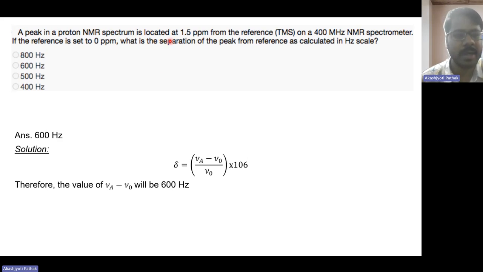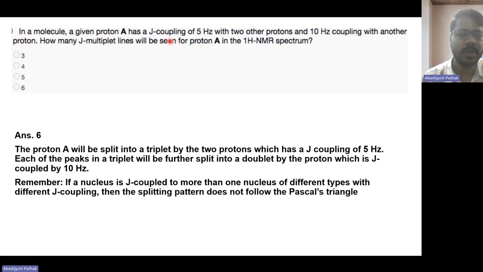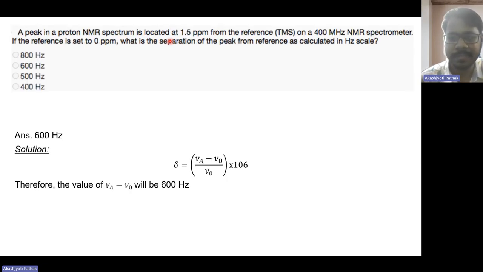Try to answer this question. I hope this is clear. We have solved lots of questions based on these concepts. You can go through those lectures once again. So a peak in a proton NMR spectrum is located at 1.5 ppm from the reference on a 400 megahertz NMR spectrometer. If the reference is set to 0 ppm, what is the separation of the peak from the reference as calculated in hertz scale?